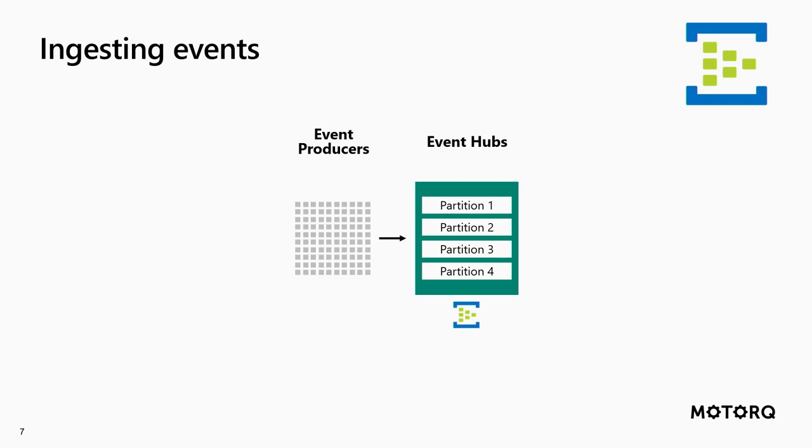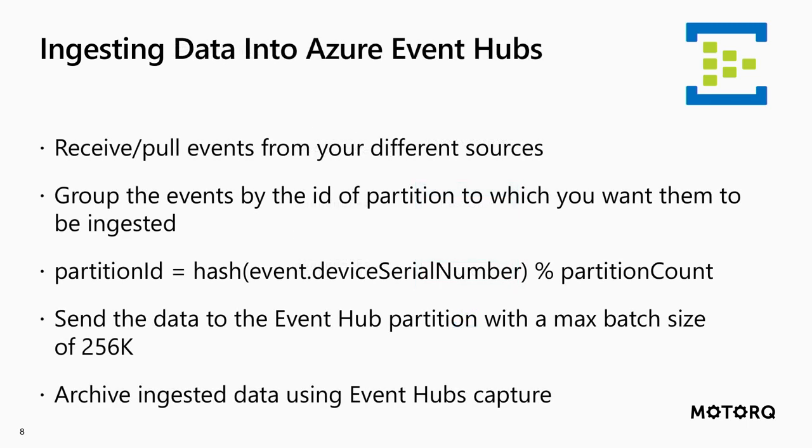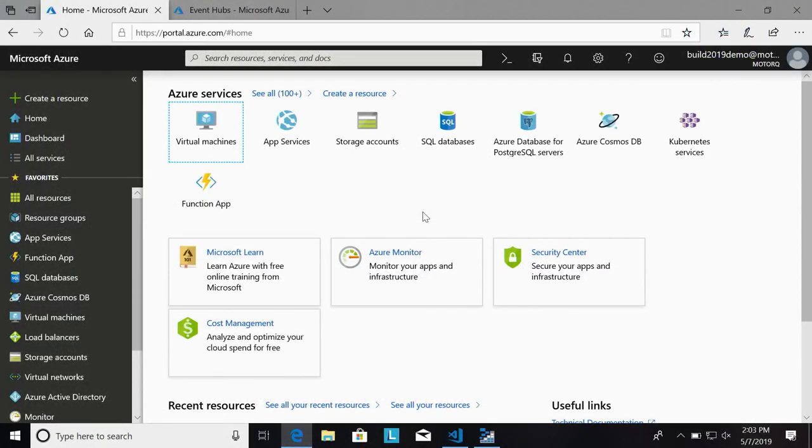Let's discuss in detail how we can ingest data into Azure EventHubs. In this diagram, you can see there are multiple partitions in the EventHubs. You need to create multiple partitions because you want to maximize the write throughput, and you also want to concurrently process the data. I'll show you a demo about setting up Azure EventHubs in the Azure portal.